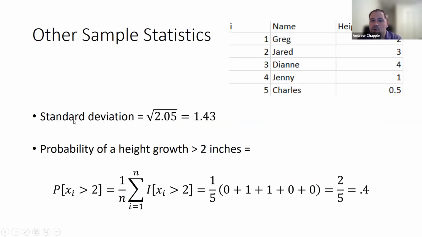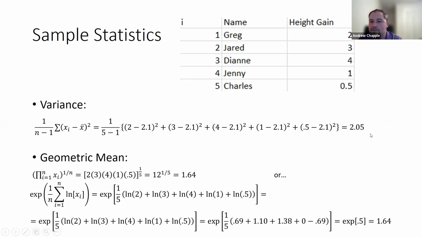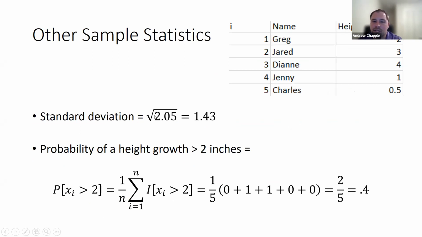So we'll just do an example here, the sample standard deviation. This just comes from the other slide, where 2.05 is the variance. I'm just going to plug that in, take the square root, and I get 1.43. That's easy. Now, what if I want to estimate the probability that a person grows more than 2 inches? I'll walk through and compute these indicators. So this is the probability statement here. The probability of xi being bigger than 2 is equal to 1 over n times the sum of these indicators.